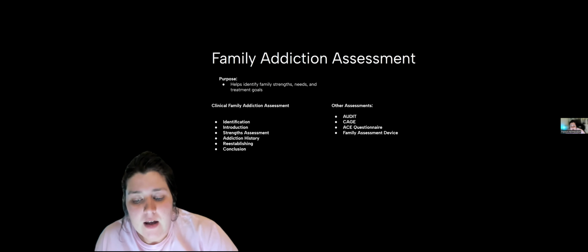If this family entered counseling, several assessments could be used. The clinical family addiction assessment includes the identification phase, introduction phase, strengths assessment, addiction history, reestablishing phase, and conclusion phase. Additional assessments could include the AUDIT, which screens for alcohol misuse, the CAGE questionnaire, the ACE questionnaire for trauma history, and the Family Assessment Device to evaluate family functioning. These assessments help counselors identify strengths, challenges, and treatment goals.